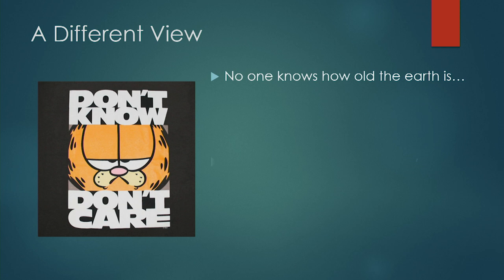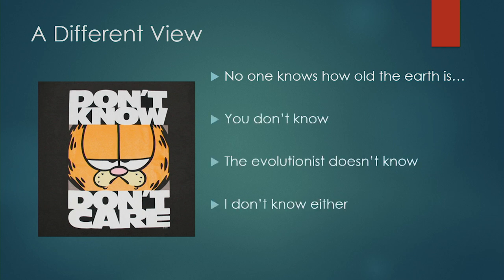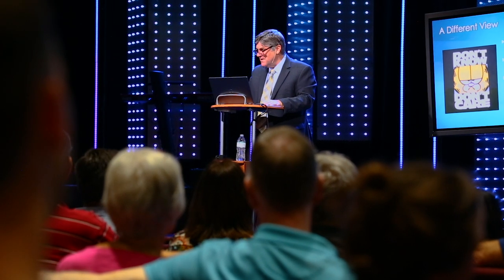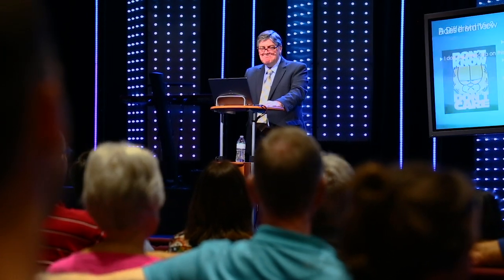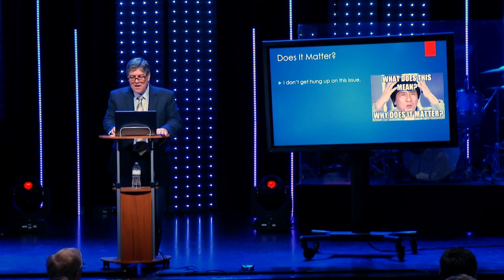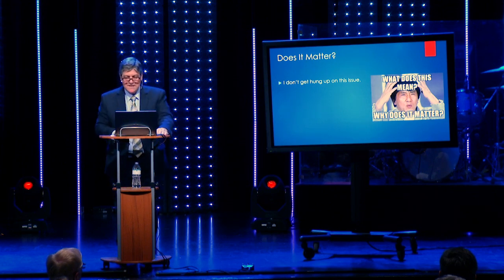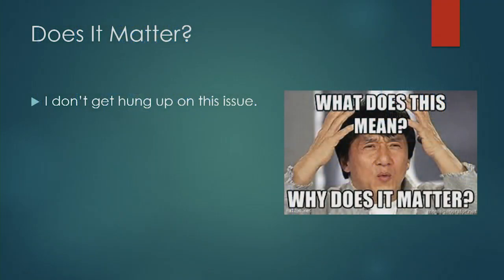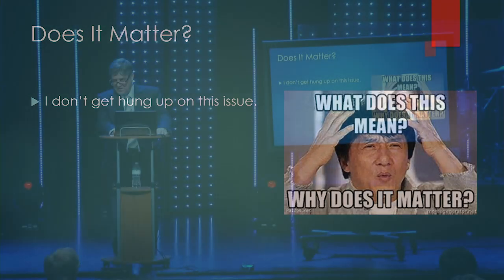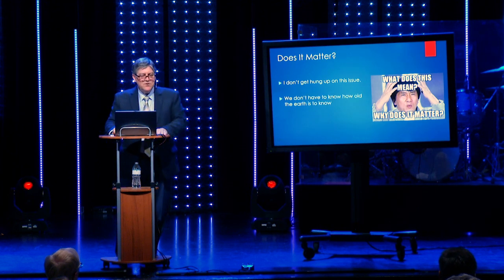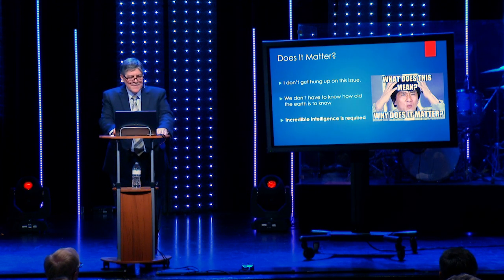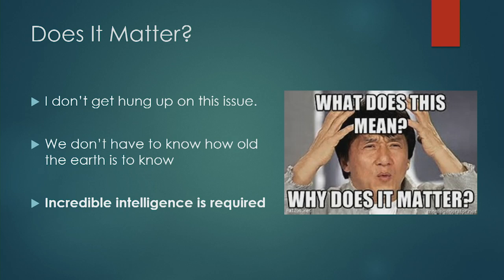So now I propose a different view. You see, no one knows how old the Earth is. You don't know. The evolutionist doesn't know, although he claims to. I don't know either. And guess what? I don't care. I'm with Garfield on this. I don't even think it matters. You see, I don't get hung up on this issue. All I need to know is that complexity, order, and design did not come about through something as pathetically inadequate as random chance and natural selection. We don't have to know how old the Earth is to know that an incredible amount of intelligence is required, and an intelligence beyond our wildest comprehension.